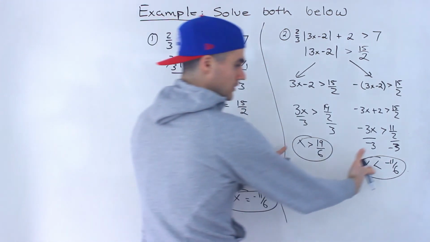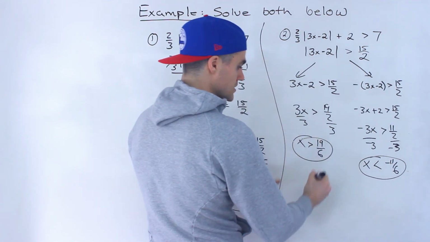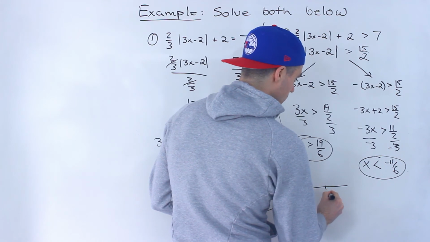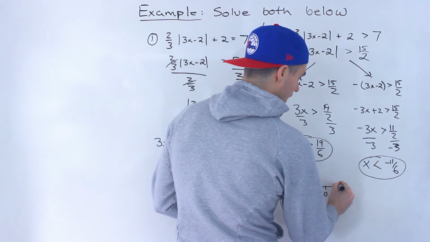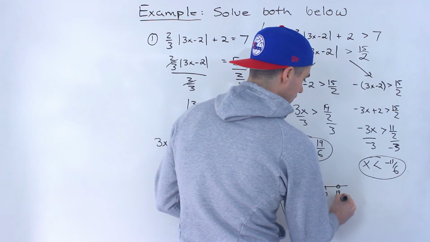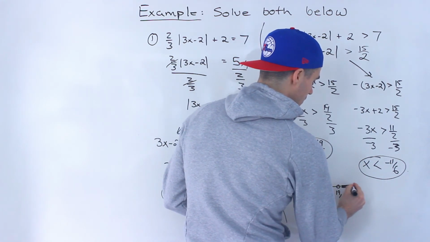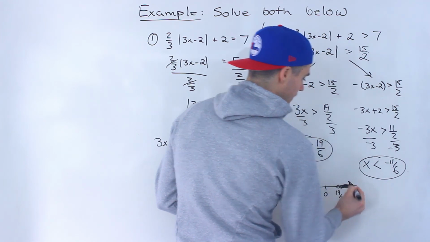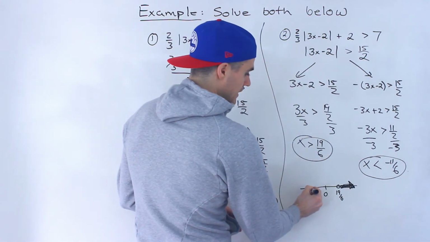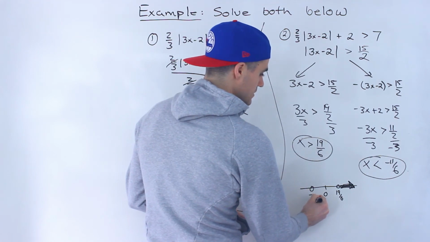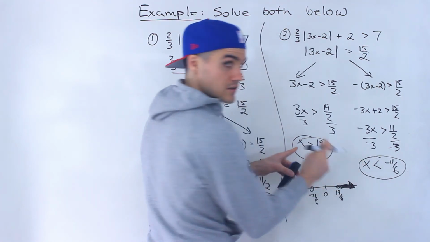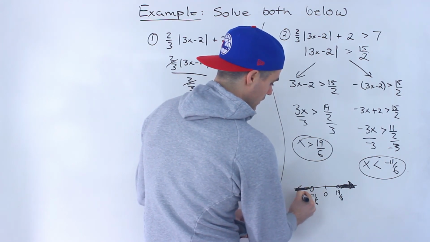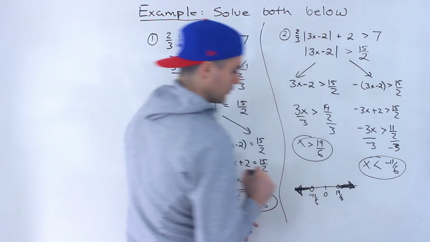And notice that we can't really combine these 2 solutions, because if you show these on a number line, let's say this is 0 here, x being greater than 19 over 6 would be like that. And then x being less than negative 11 over 6. These are open circles here, they're not inclusive of those endpoints. It would look like that.